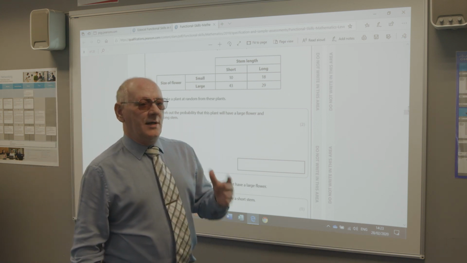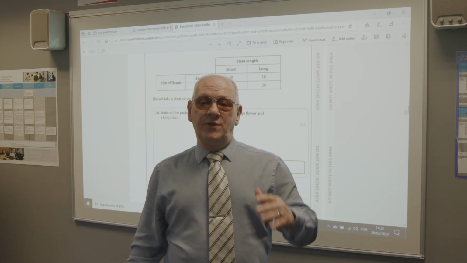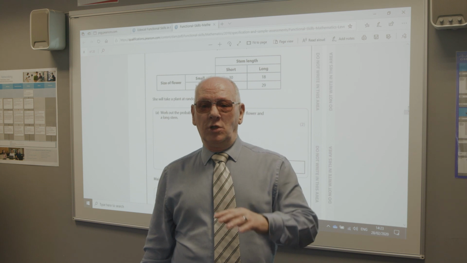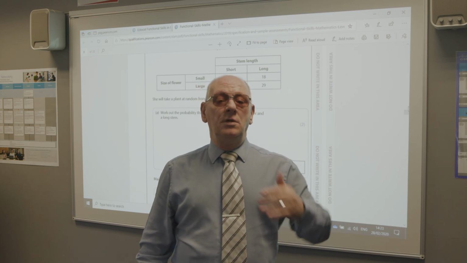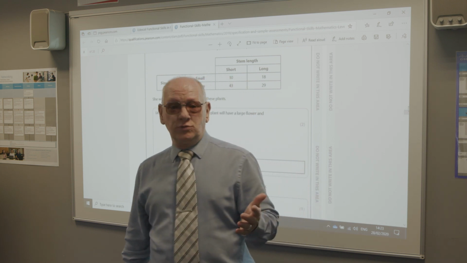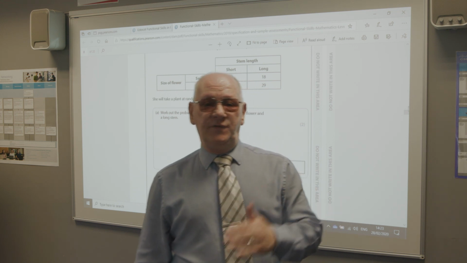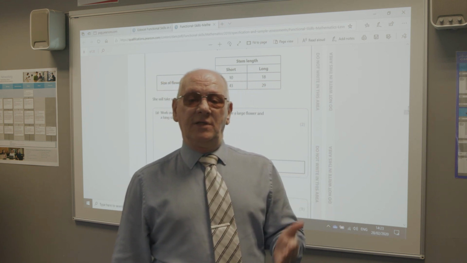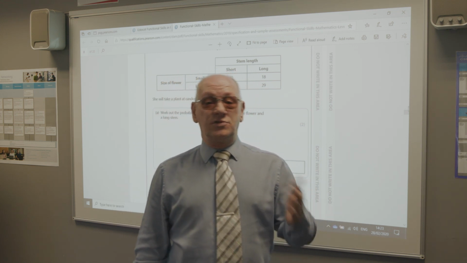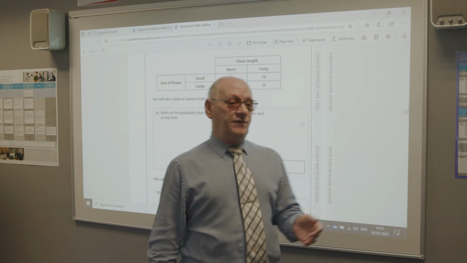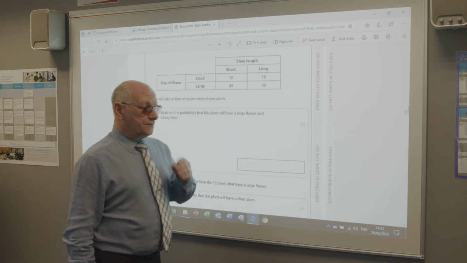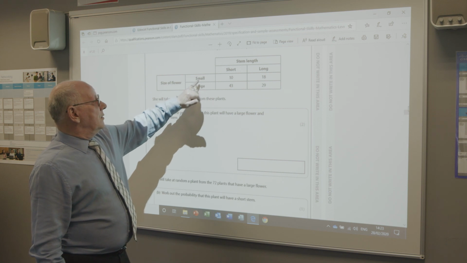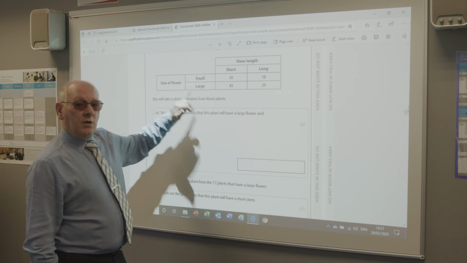Probability is all about whether something will happen or not. You toss a coin, will it land heads or tails? It's a 50-50 probability that it'll land on heads, because there's only two sides, so it's got to be 50-50. With a question like this, it's a bit more complicated.